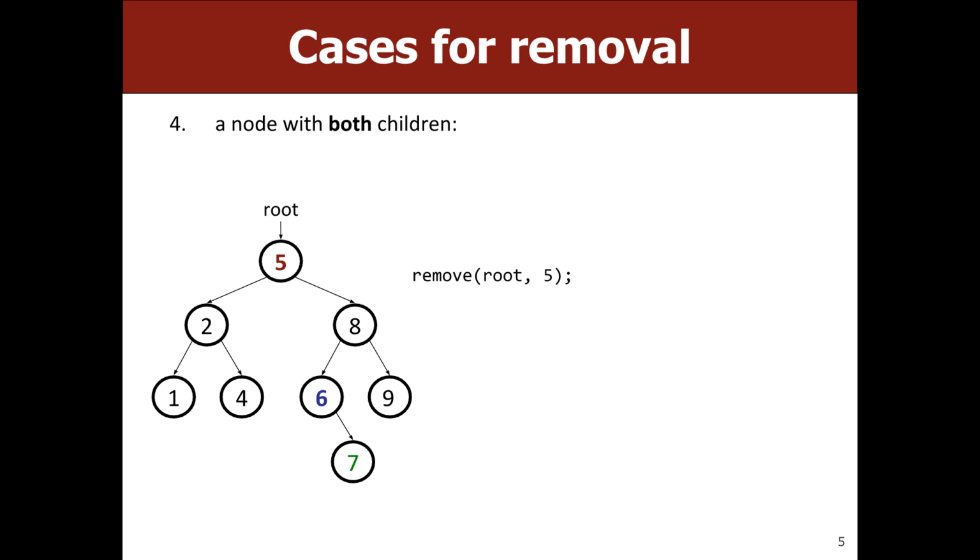Yeah, so the smallest element in the subtree is only going to have a right child, because if it had a left child, then that left child would be smaller than the smallest element, which is bad.